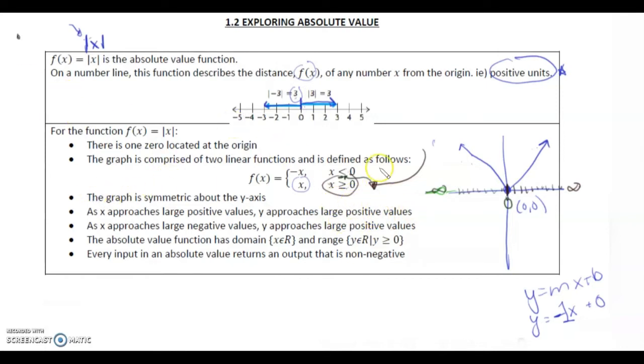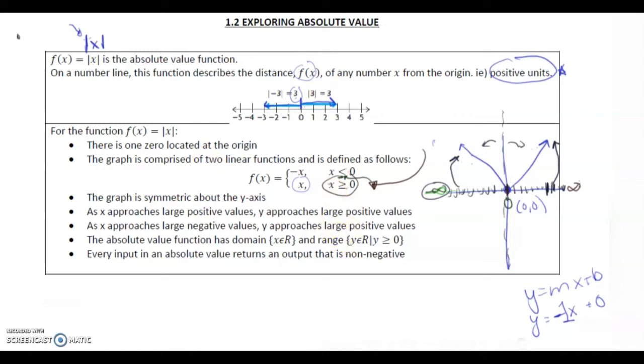Okay. The graph is symmetric about the y-axis. So going down this y-axis, we have symmetry left and right. And as x approaches large positive values, so over here, approaches infinity, y also approaches large positive values. So it's going up. We're going to talk about more end behaviors tomorrow. And as x approaches large negative values, so of course approaching negative infinity, y approaches large positive values. So again, it's going up.